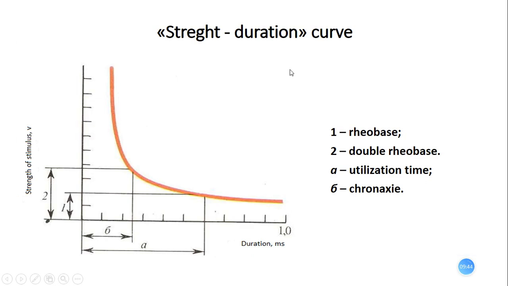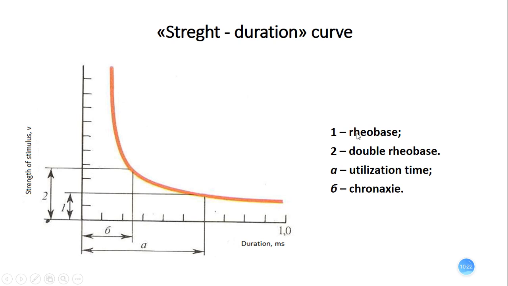And here we have one curve. It's called the strength duration curve, and here the y-axis is called the strength of stimulus, and the x-axis is the duration of time. What we know from this curve is that it is a graph that demonstrates the exact relationship between the strength of stimulus and the duration of stimulus.